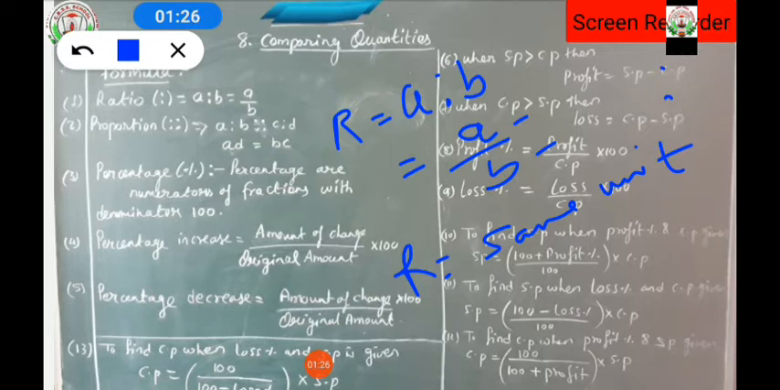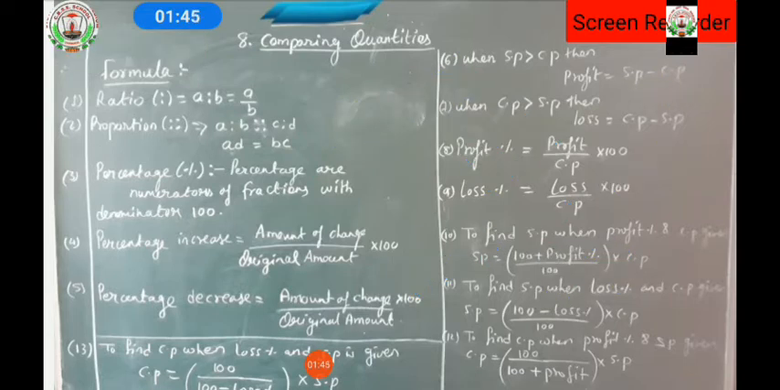If they have different units, suppose A is in centimeters and B is in meters, then they cannot be compared. First, meters should be converted into centimeters or centimeters should be converted into meters, then only they can be compared. This means a ratio can be compared only when the units are the same.